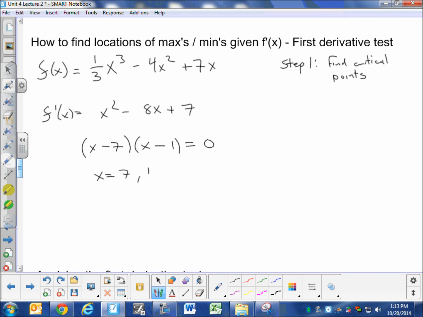Well, we did that. We've been doing that. Step 2 is to analyze the signs of f prime, using that number line, using those test points.